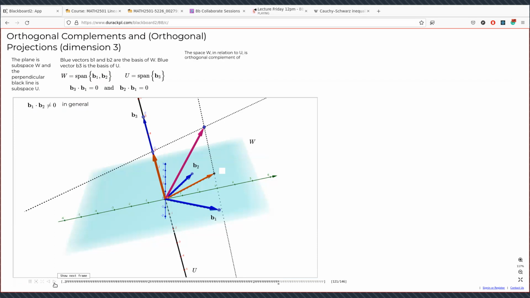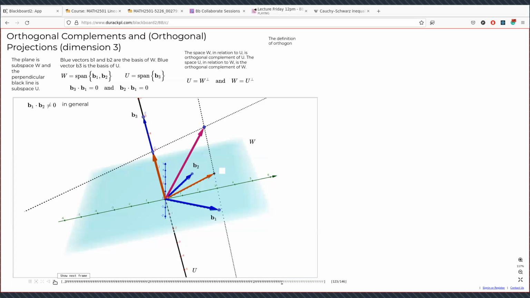Right, the space W is now, I repeat the same language, which is good. Repetition is always good when you do new things. The space W in itself is a space with dimension 2, with the basis B1, B2. But in relation to U, it's the orthogonal complement of U, because this line is perpendicular to this plane. The same applies in reverse. The subspace U by itself is a one-dimensional subspace, nothing interesting about it. But in relation to W, it's the orthogonal complement of W. Okay, symbolically, that's what you write. Symbols do not change.